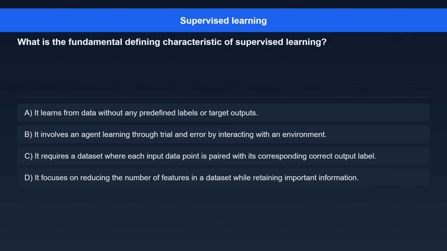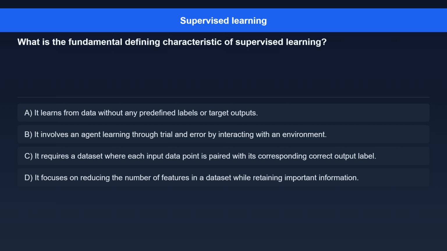Question 1. What is the fundamental defining characteristic of supervised learning? Option A. It learns from data without any predefined labels or target outputs. Option B. It involves an agent learning through trial and error by interacting with an environment. Option C. It requires a dataset where each input data point is paired with its corresponding correct output label.